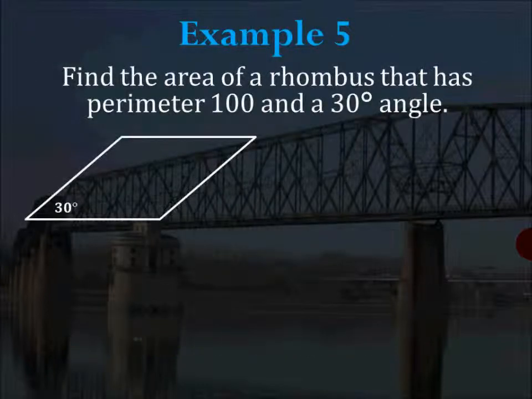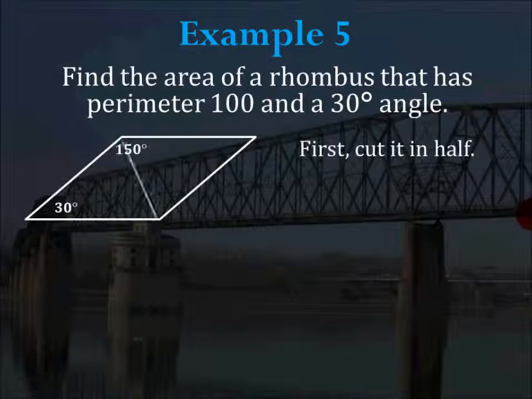Lastly, example 5. Find the area of a rhombus that has a perimeter of 100 and a 30-degree angle. See if you can do this on your own. There are probably a couple ways to do this. The easiest way is to think about how you can turn a rhombus into a triangle or triangles. And how do you do that? Well, first we know that if this is 30, this angle here is 150 because consecutive angles of a parallelogram are supplementary. So we can then cut the rhombus in half like this.